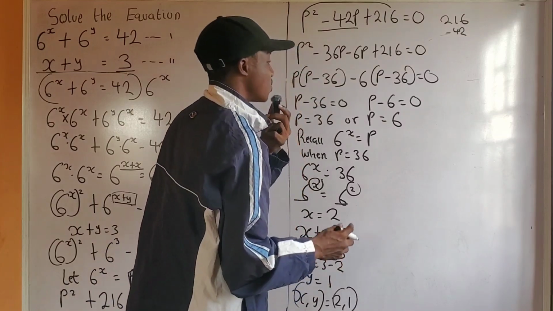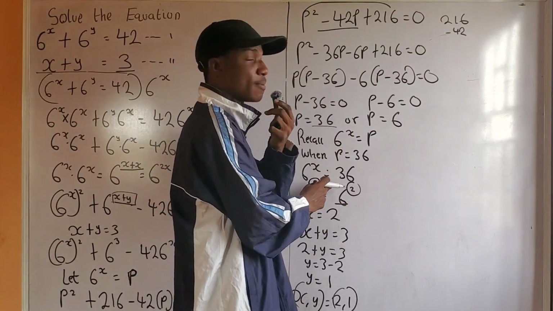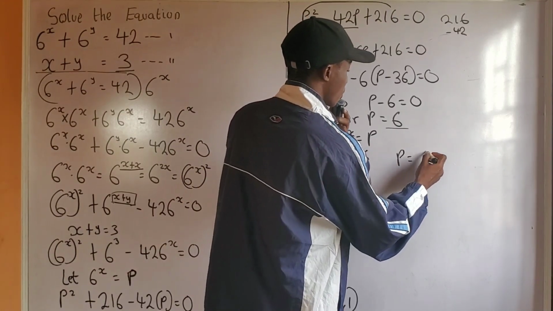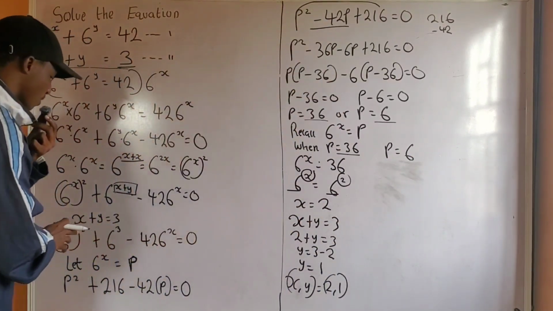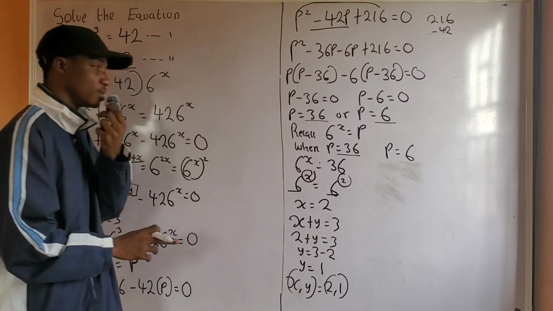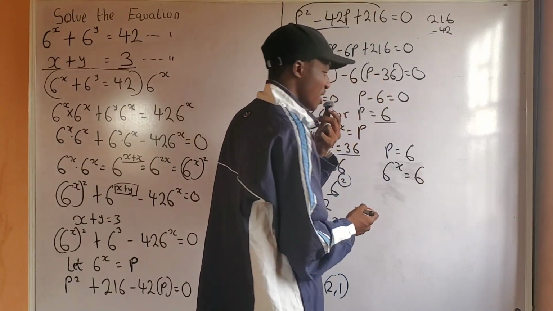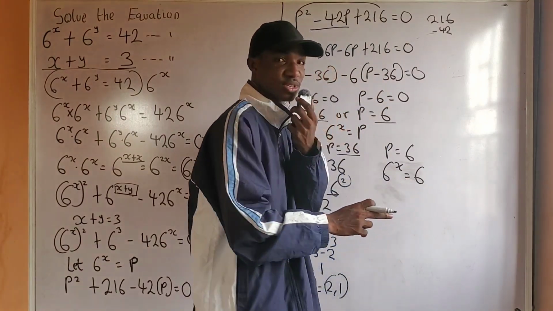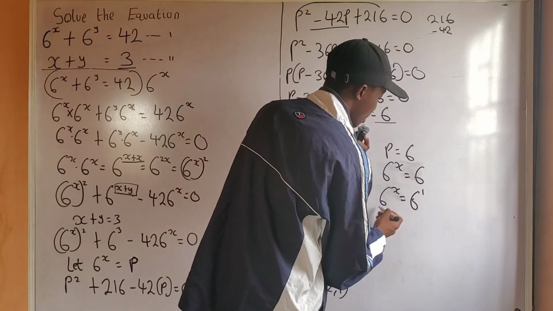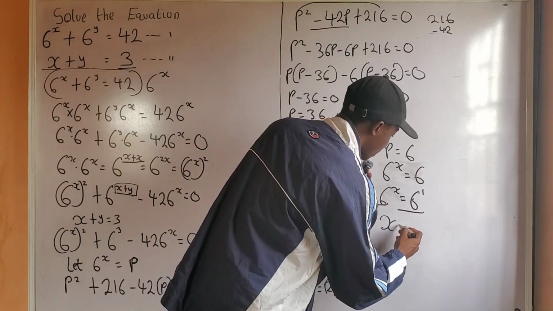Now don't forget that we have two values of p. The first value is 36, and we have done that. We have the second value as well. So when p equals 6, don't forget that from this step, we let 6 raised to the power of x equal every value of p. So I'm going to have 6 raised to the power of x equals 6. Now what is the exponent of this 6? The exponent is 1, so 6 raised to the power of x equals 6 raised to the power 1. Because the bases are the same, we can equate their powers. So x equals 1.